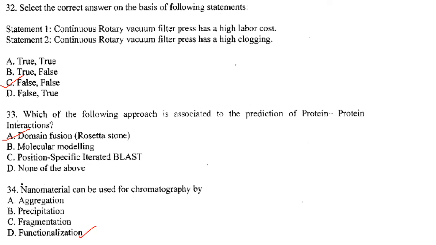Then which of the following approach is associated to the prediction of protein-protein interaction? So it is domain fusion, Rosetta Stone. Answer is option A.